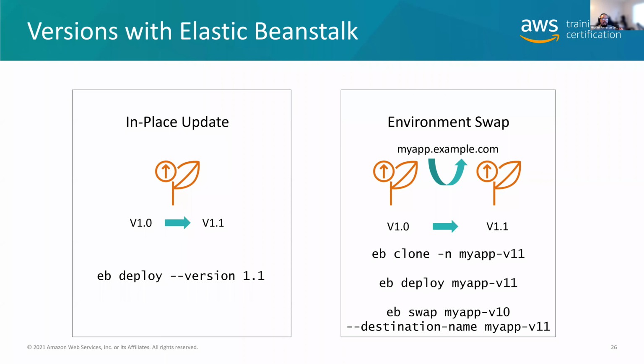An in-place update, by the way, goes one machine at a time; it basically replaces and updates the software. It's hard to roll back when you do that because then you've got to redeploy the old software. With an environment swap, you can just cut back to the old environment.